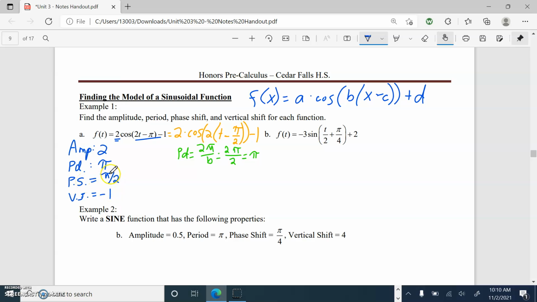We can say phase shift positive pi over 2. You could also say to the right pi over 2. If that was, like let's look at B here, you'll see that's a plus and a pi over 4. Because those signs don't match, the phase shift is a negative value, like negative pi over 4 or negative pi over 2, which would be a phase shift to the left. So we've completed all of these. We can box that in and move on to B.